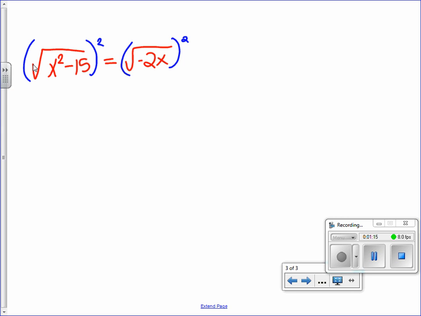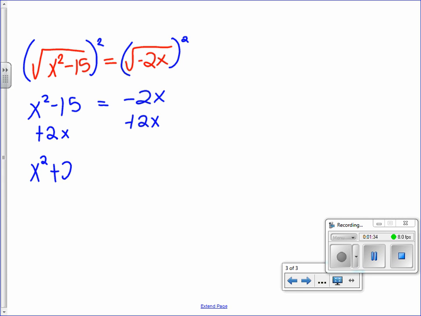What am I going to have over here? And over here? How do I solve something like that? Yep. X squared plus 2x minus 15 equals 0. And then either factor, quadratic formula, complete the square, whatever you want to do to get it solved.